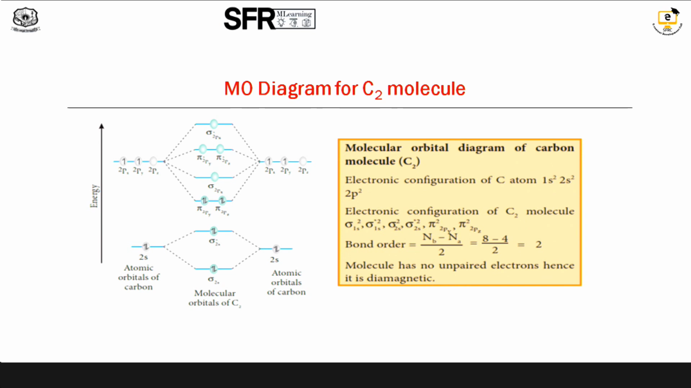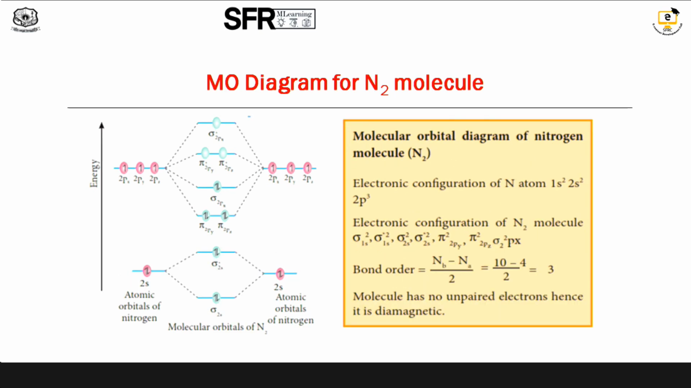From that we conclude that there are 2 bonds between the 2 carbon atoms. In addition, these 4 electrons are present in the pi bonding molecular orbitals, which are completely filled, so it is diamagnetic in character.